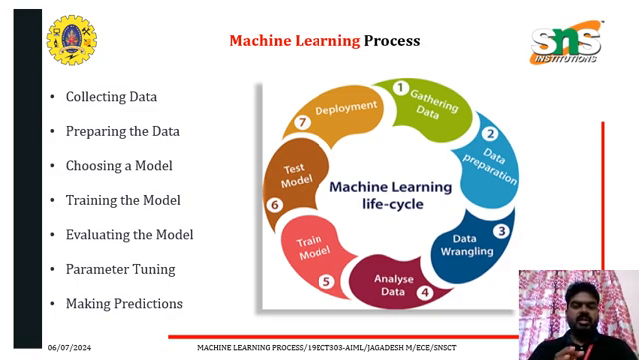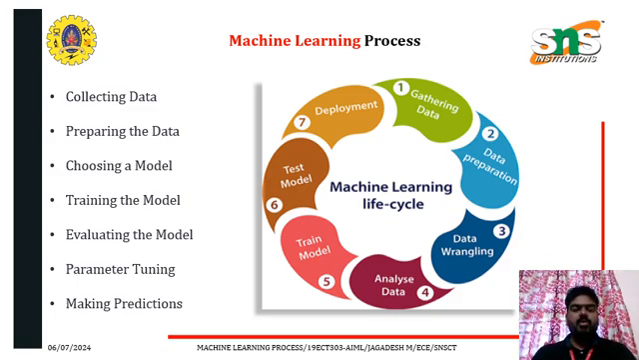According to this machine learning process, we have several steps. From the very initial step, it is collecting the data, and the next step is preparing the data. The third stage is choosing a model, the fourth stage is training the model, and the fifth stage is evaluating the model, and next is parameter tuning. Then finally making predictions. So these are all the steps involved in the machine learning process. Here we will see one by one, from collecting data to making predictions.